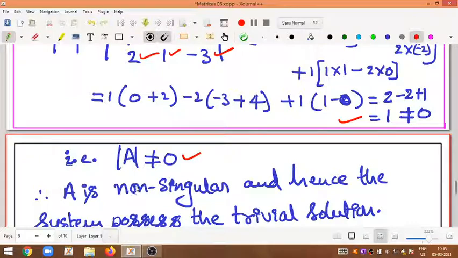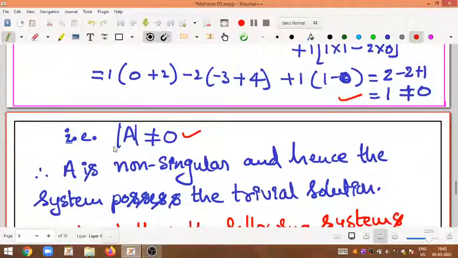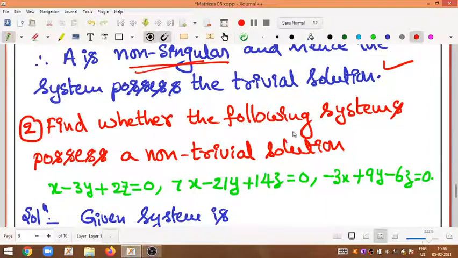So here, determinant not equal to 0 means the given matrix is said to be non-singular, and hence the system possesses only the trivial solution. When the given system possesses a trivial solution, it means the matrix is non-singular, and hence the system possesses a trivial solution.